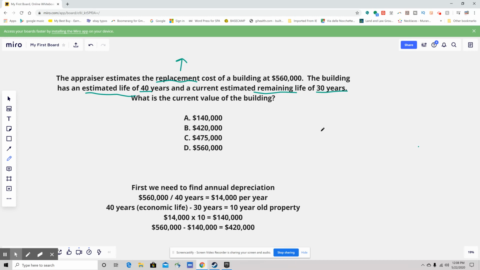So what people usually do is they look at the answers first and then they sit there and scratch their heads, trying to figure out how they're going to tackle it. Again, straight line depreciation here.